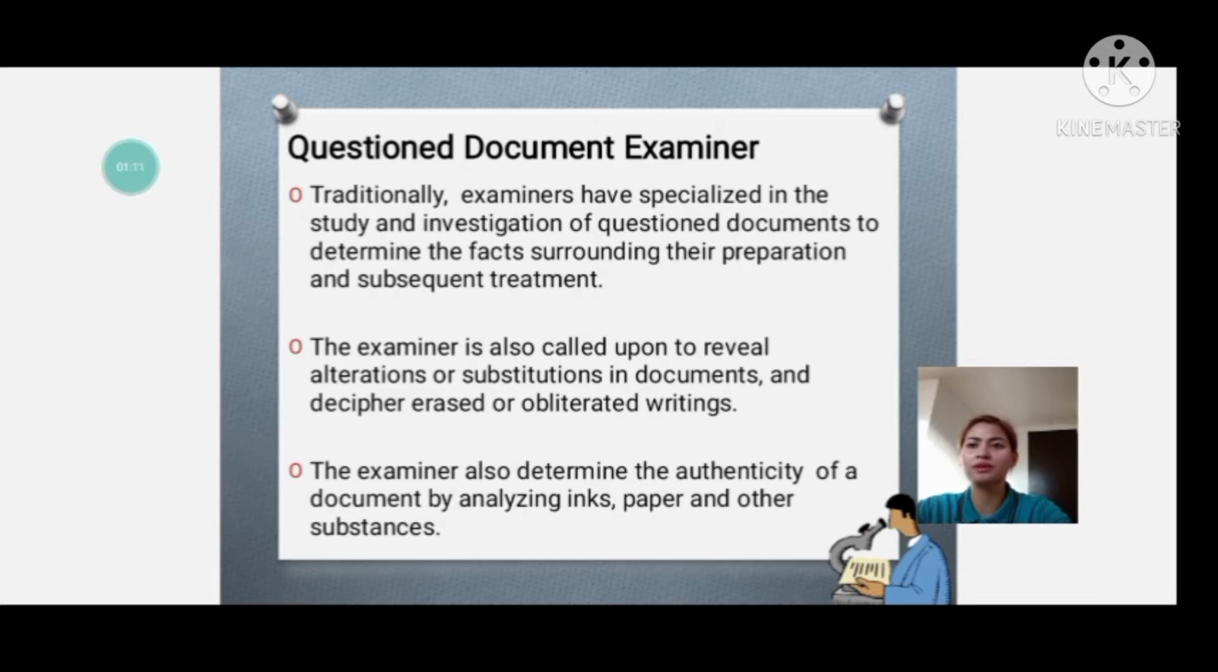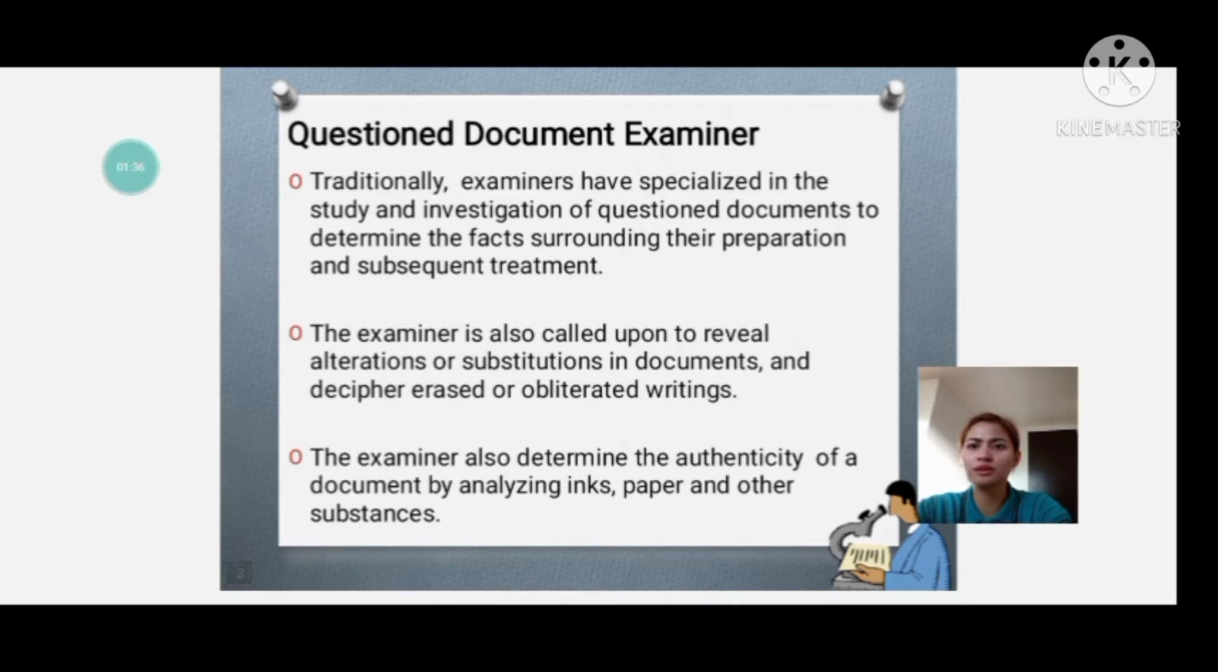Questioned document examiner. Traditionally, examiners have specialized in the study and investigation of questioned documents to determine the facts surrounding their preparation and subsequent treatment. The examiner is also called upon to reveal alterations and substitutions in documents, and to reveal erased or obliterated writings. The examiners also determine the authenticity of a document by analyzing ink, paper, and other substances.